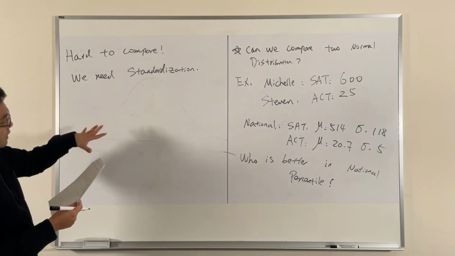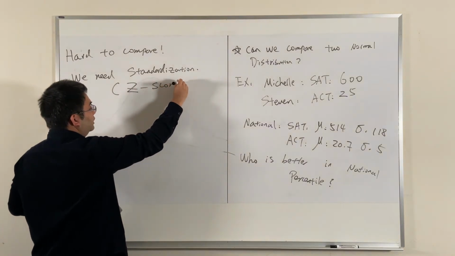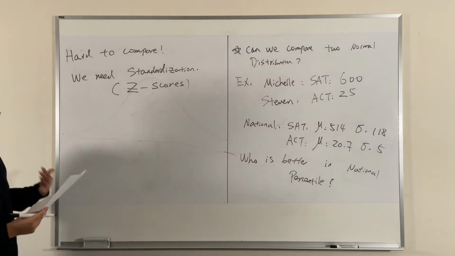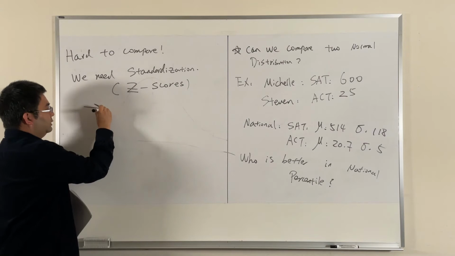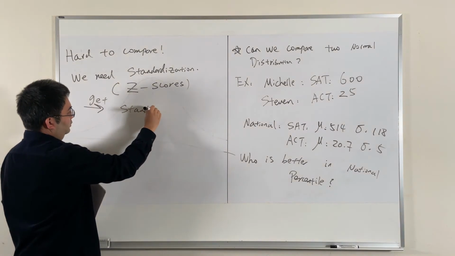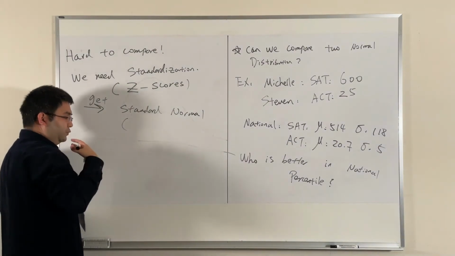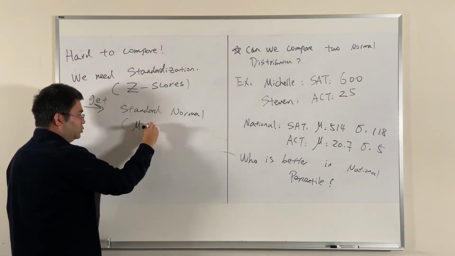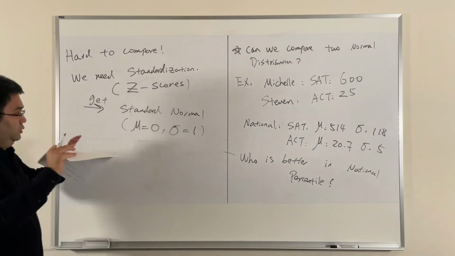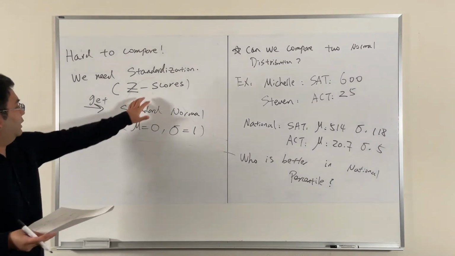When we do the standardization, we are getting what we call the z-scores. Okay, z-scores. And then when we do the standardization, we'll be able to get what we call a standard normal. Standard normal. And what's special about standard normal is that for standard normal, its mean is always equal to 0, and then the standard deviation is always equal to 1, right? So 0 mean, 1 standard deviation. And let's see how we're able to get the z-score.